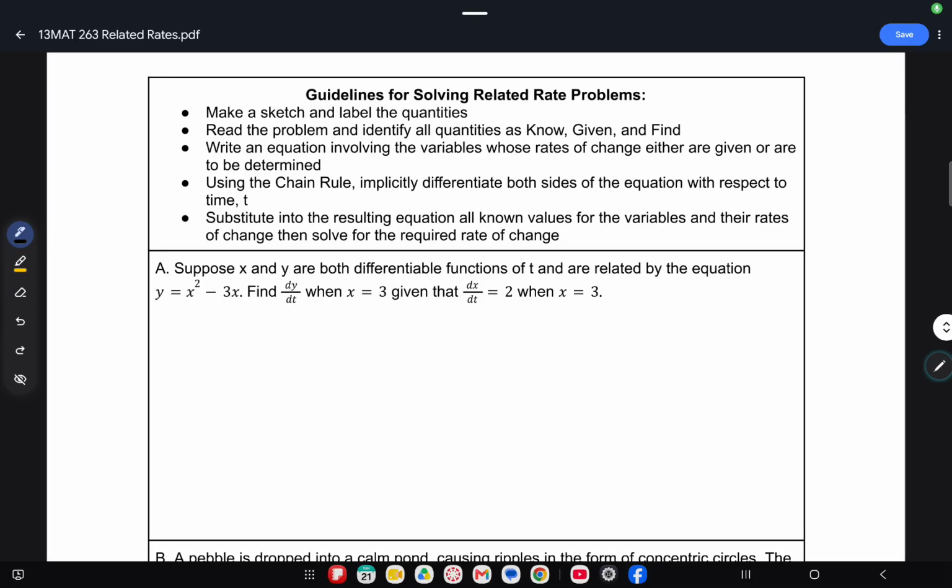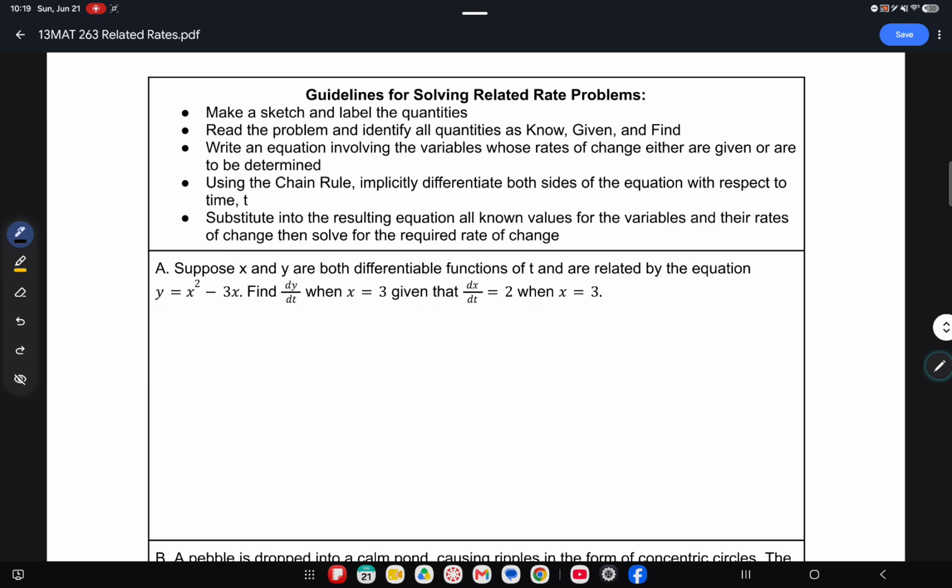All right, we're going to be looking at related rates. I have some guidelines here, some problem-solving techniques. It might be helpful to draw a picture of what's going on and label any quantities. Obviously read the problem and identify all quantities. We can use a method called know, given, and find and fill in what we know. That might be an equation. Fill out what we're given and then figure out what we're trying to find.